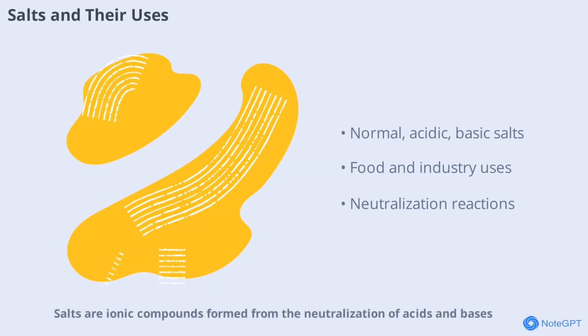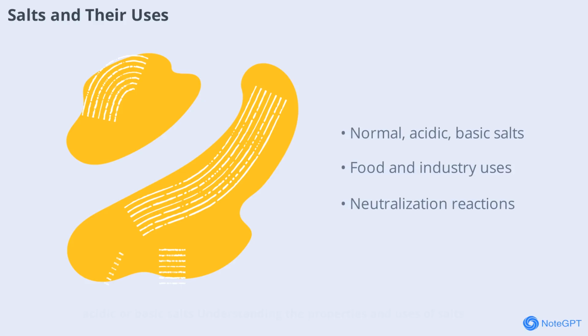Salts are ionic compounds formed from the neutralization of acids and bases. They have a wide range of uses, from table salt in food to industrial chemicals. Salts can be classified based on their acid and base origins, such as normal, acidic, or basic salts. Understanding the properties and uses of salts is essential for both academic and practical chemistry.